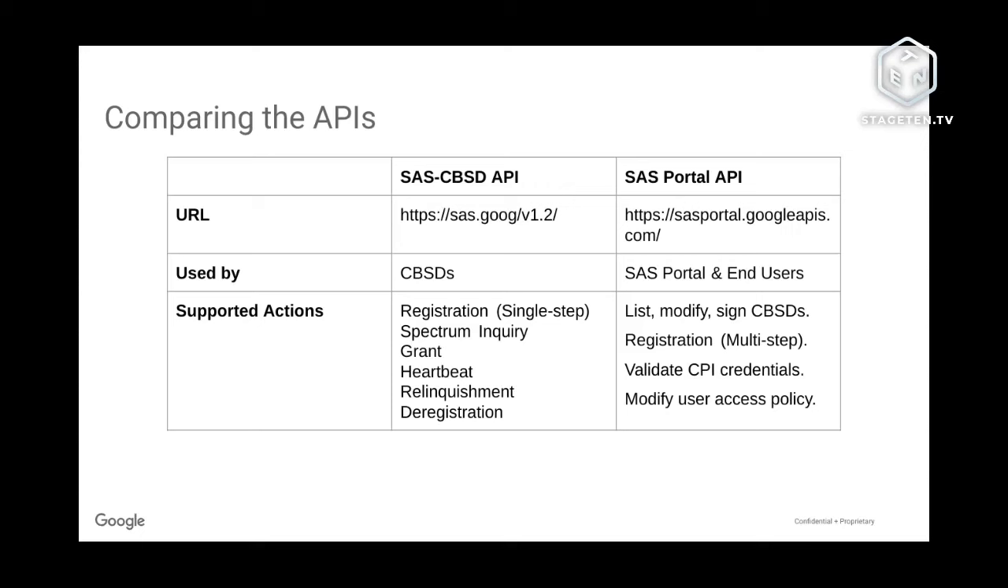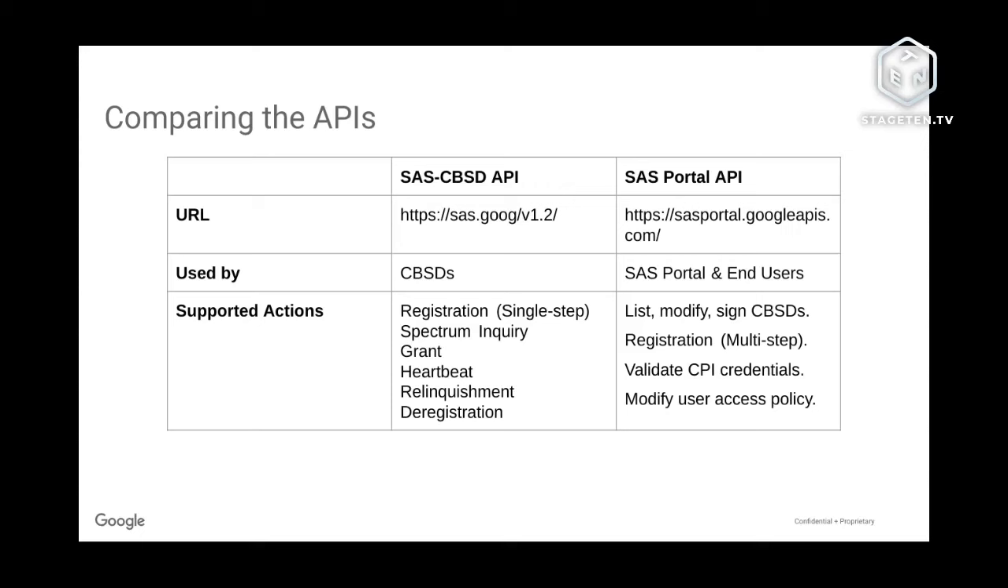You can also use the SAS Portal API to do multi-step registration. Right? So single-step registration is when your device sends a registration request directly to the SAS with all of the device parameters included in one go.